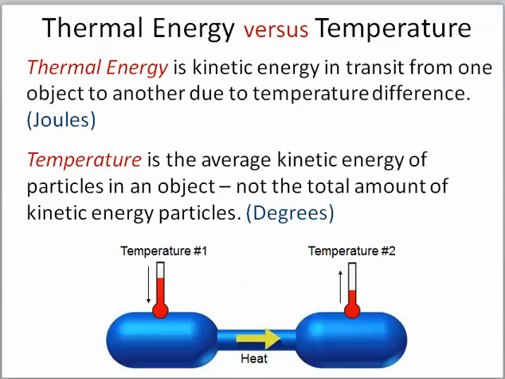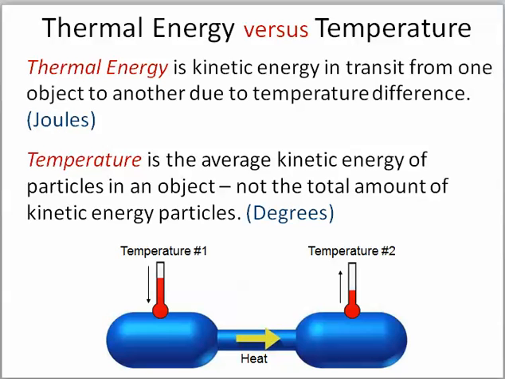Thermal energy versus temperature. These two things are quite often misconstrued. Thermal energy is the kinetic energy in transit from one object to another due to temperature difference. Thermal energy is the heat. For example, if you come inside, you stick your hands on someone's neck. You've got cold hands, they've got a warm neck. There's going to be this thermal energy. It's the kinetic energy. It's the movement. It's the transfer of this energy from their neck to your hands.